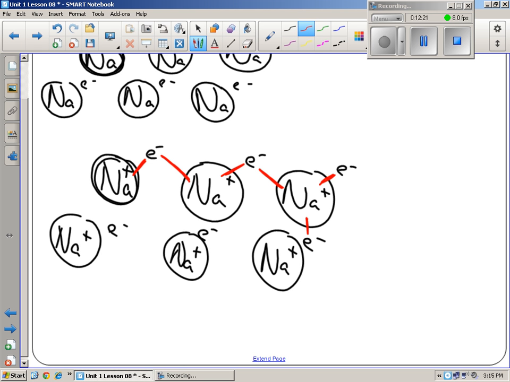Now, yes, I'm drawing lines. These are not covalent bonds. I'm just showing you that these two are attracted to each other. That is it. So, does this one attract to that one? Well, it depends on how close it is, but sure. These two are attracted to each other. That might be attracted to it, that might be attracted to it, and that might be attracted to it there.